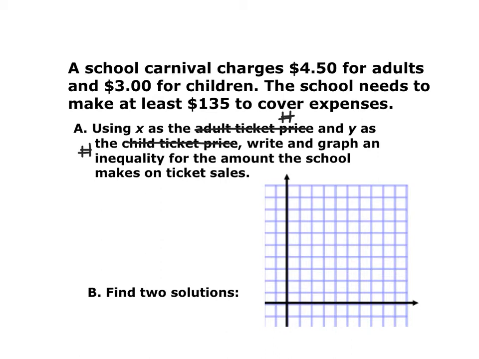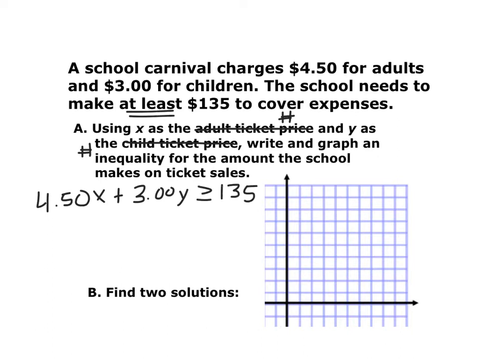All right, so step one is to make an equation. So first of all, if they charge $4.50 per adult, and then plus $3 for every child, well, we're going to use X and Y. And then it says they need to make at least $135. So at least $135 would mean greater than or equal to $135.